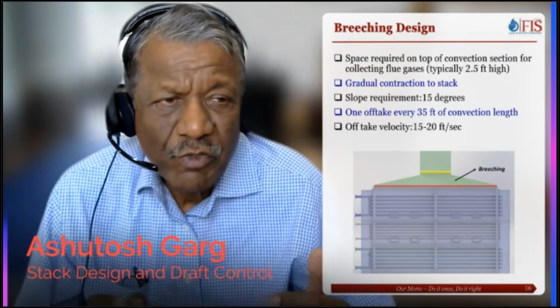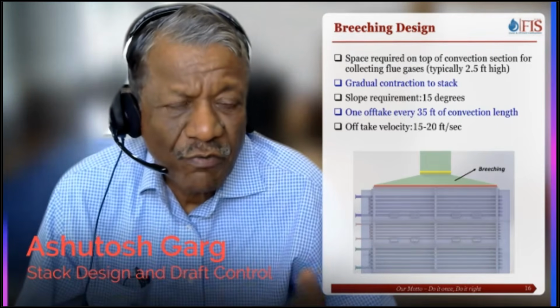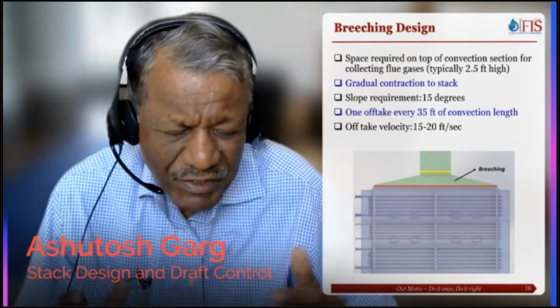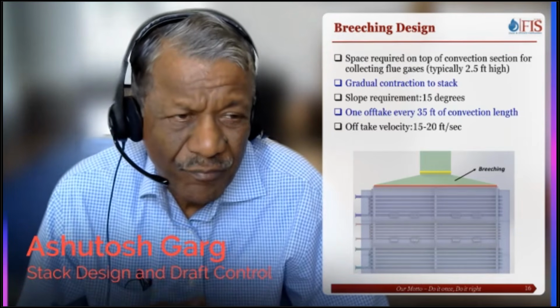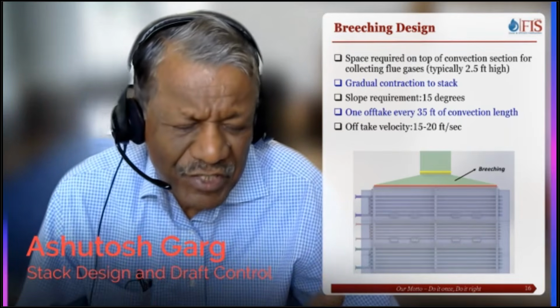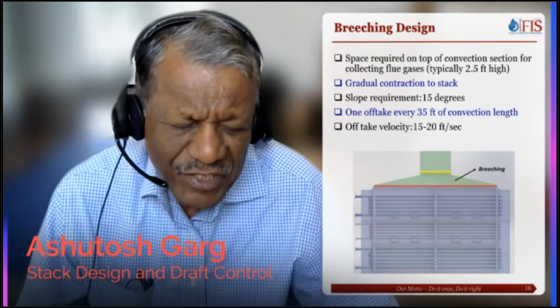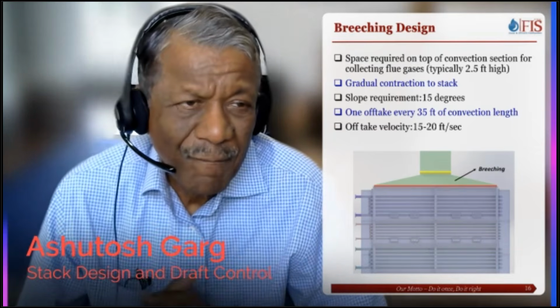And you want to have a gradual contraction. You don't want a sudden contraction, so you want to provide a 15-degree angle. And every 35 feet, depending on the convection section tube length, if your convection section is 60 feet long, maybe you have to provide two offtakes.